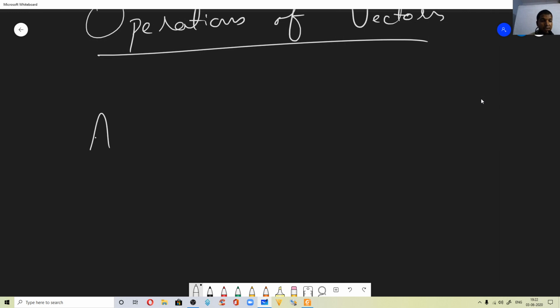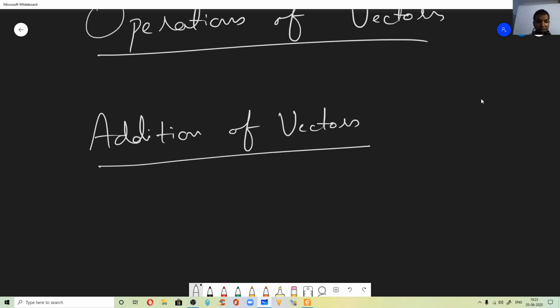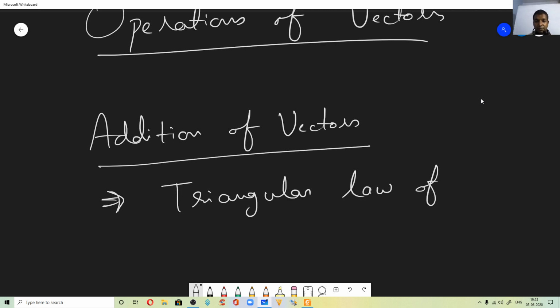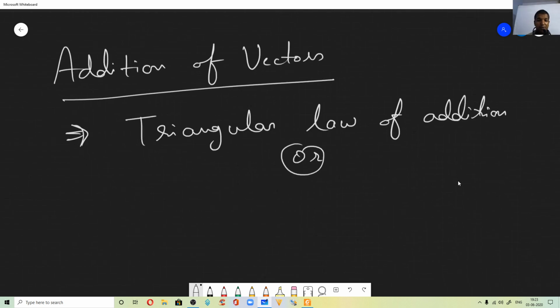So we will see how to add two vectors in detail. Okay, addition of vectors. Here, coming to addition of vectors, there is a law, which we'll call the triangular law of addition. And we have an equivalent law for this triangular law of addition, which we'll call the parallelogram law of addition.